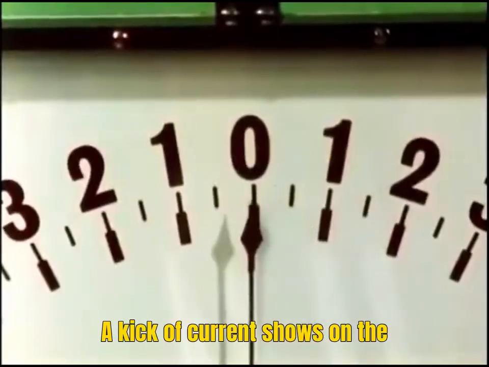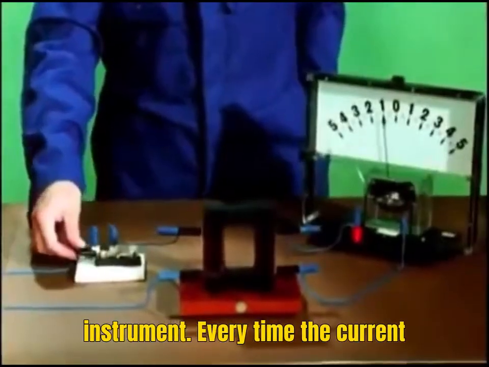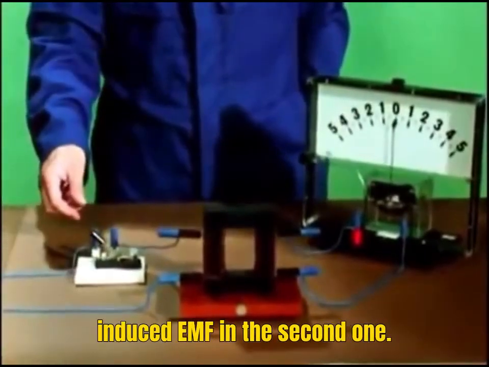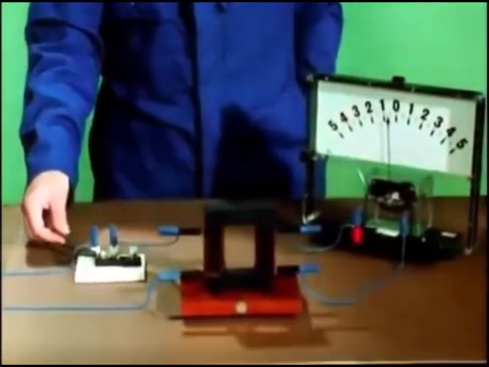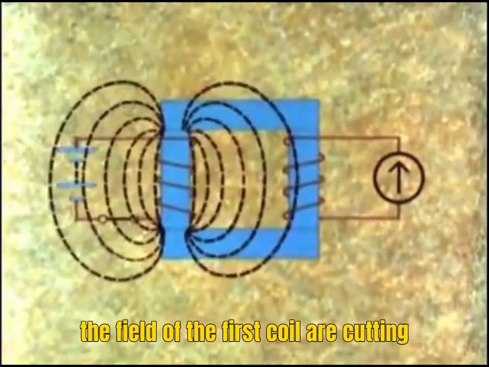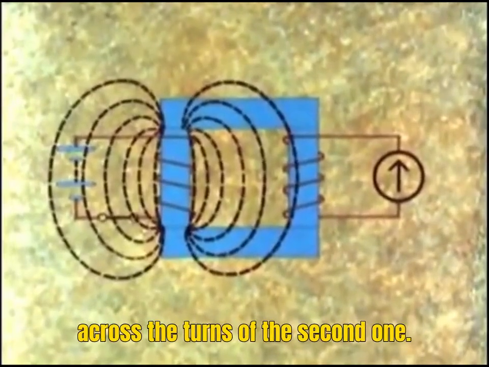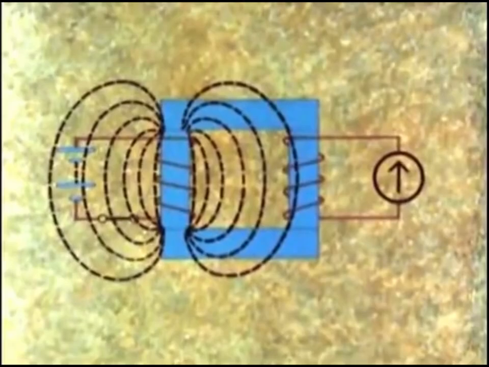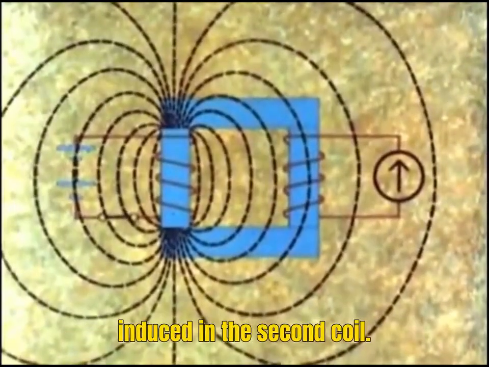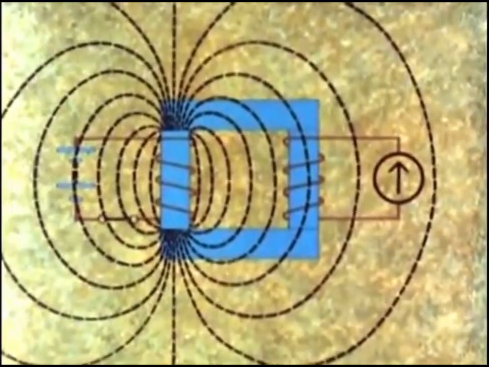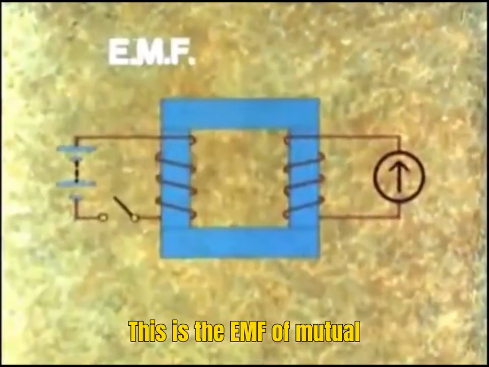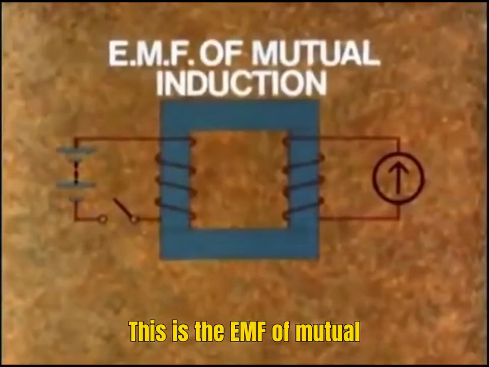A kick of current shows on the instrument. Every time the current changes in the first coil, there's an induced EMF in the second one. This is because the lines of force from the field of the first coil are cutting across the turns of the second one, so that as the field changes, an EMF is induced in the second coil. This is the EMF of mutual induction.